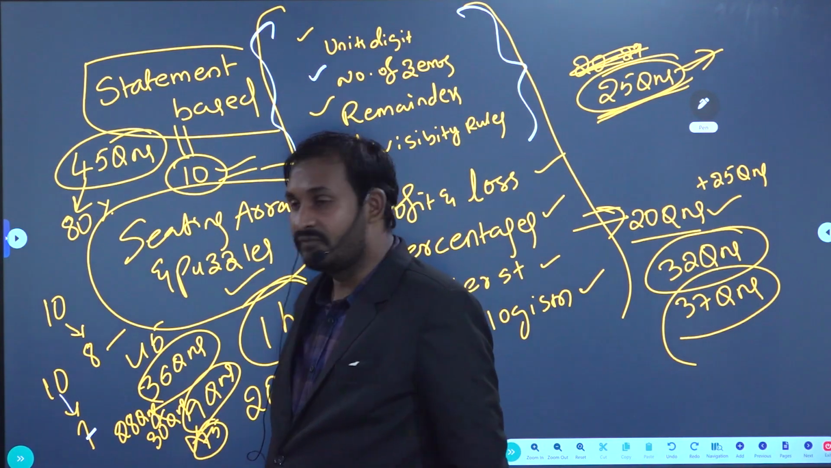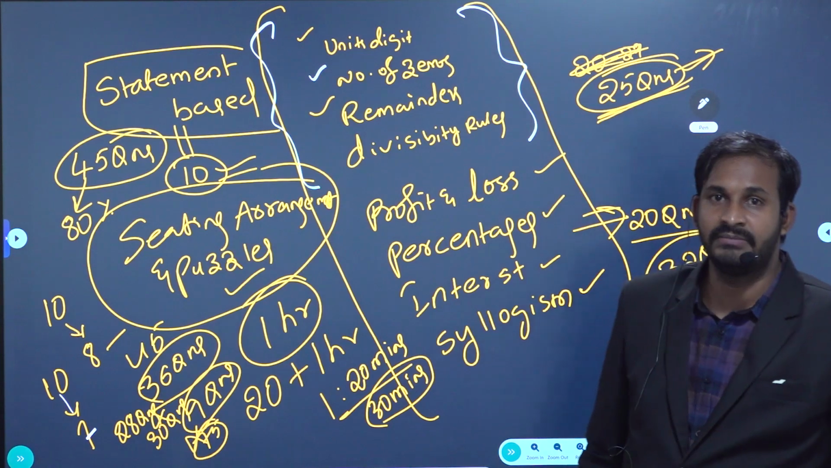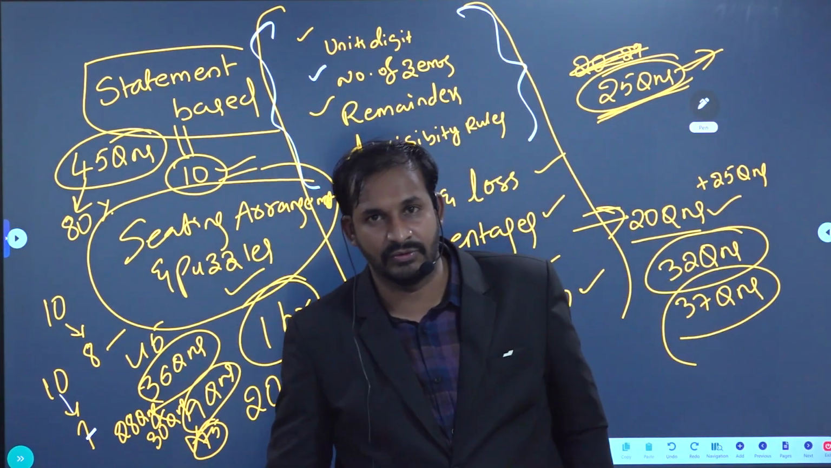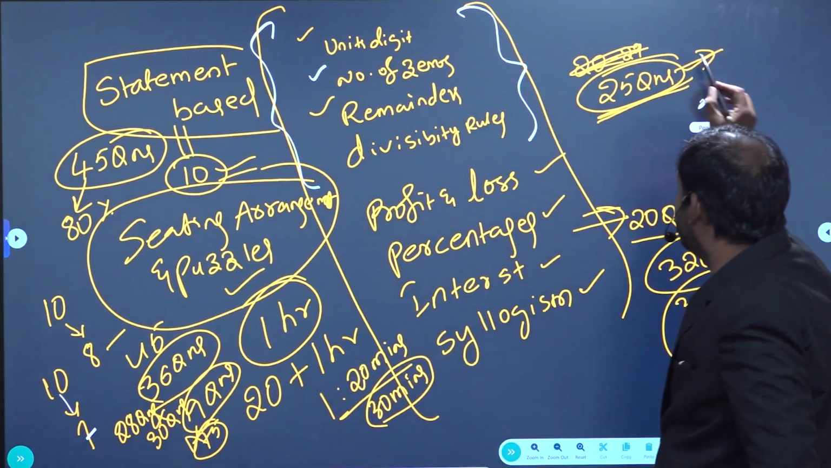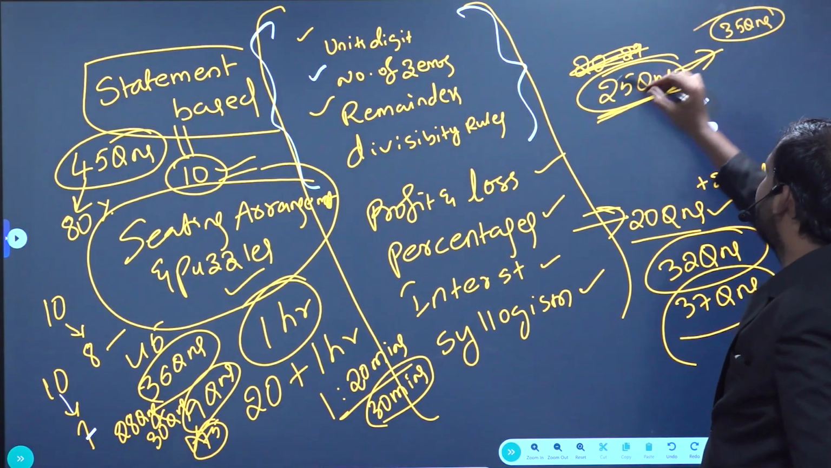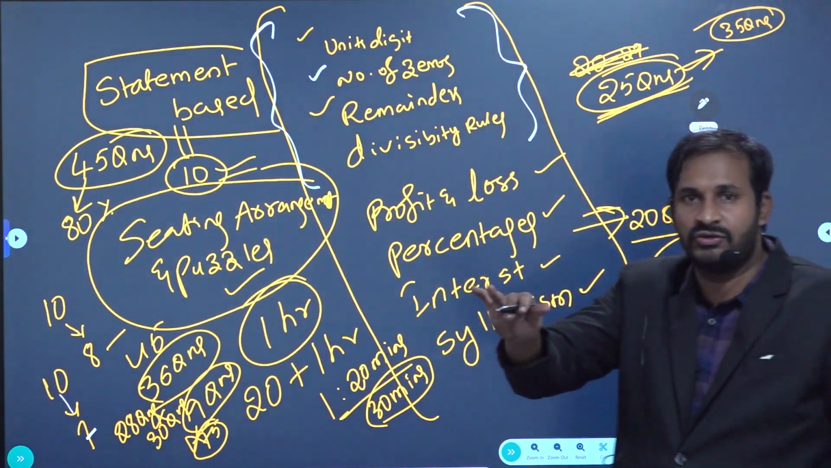No. Definitely you should attempt 35 questions perfectly. And more than that, it is up to you. From my quant section, you should attempt a minimum of 35 questions perfectly. I am using the word perfectly because 12 questions, at any cost, you should not lose the marks.